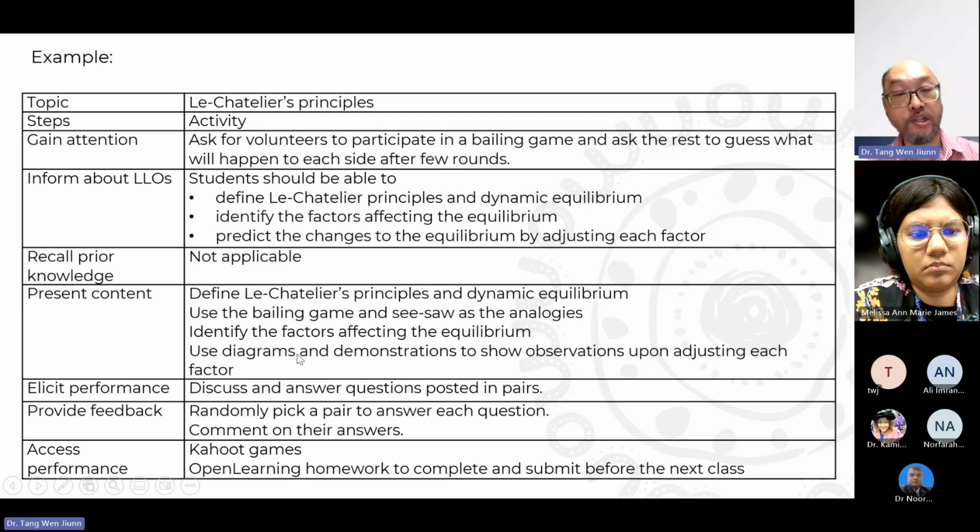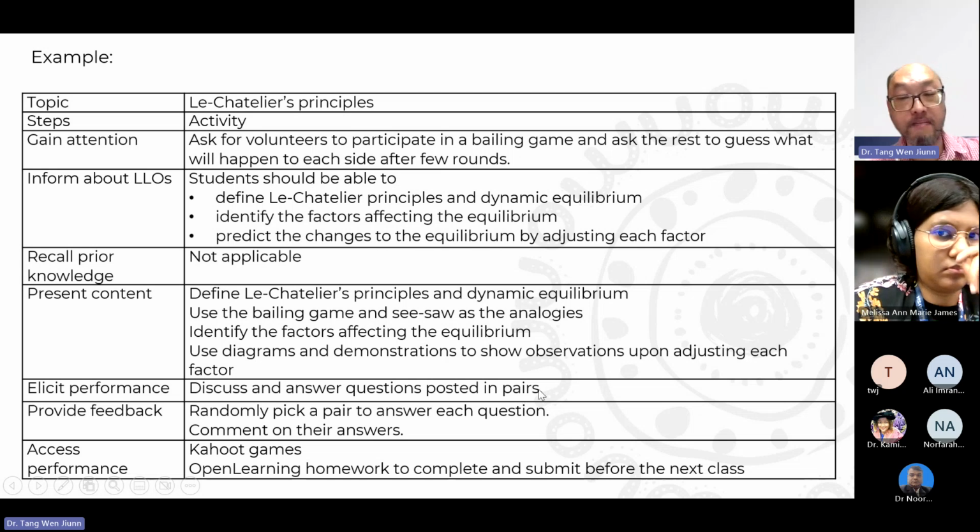In the presentation, you define, then identify the factors, and use diagrams and demonstrations to show what's going on. Elicit performance: we discuss and answer questions posted in pairs. Make them sit in pairs and answer those questions.